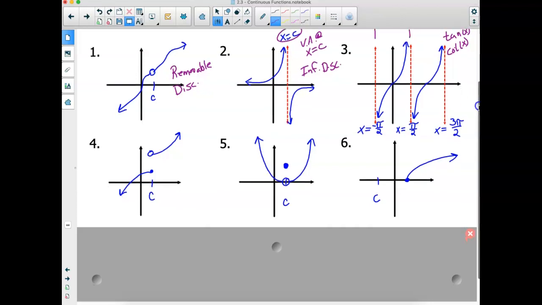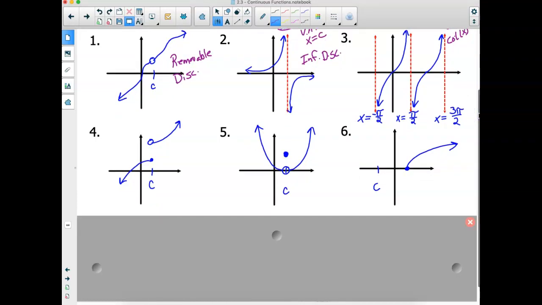Number 4 looks a little bit different here. Number 4 is really a piecewise type of function, and what you're looking at right here is known as a jump. It's a jump discontinuity. Or some people call it a step discontinuity. Just like that greatest integer function that we did in the first unit.